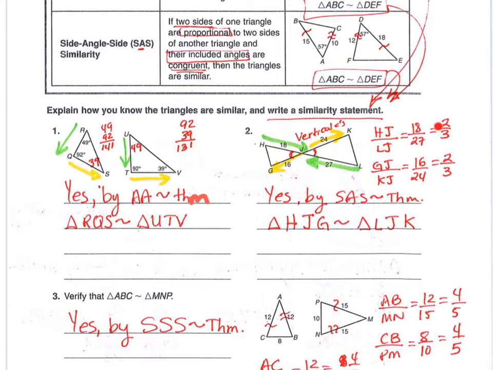Since the sides are proportional and the included angles are congruent, then yes, these triangles are similar by the side angle side similarity theorem.